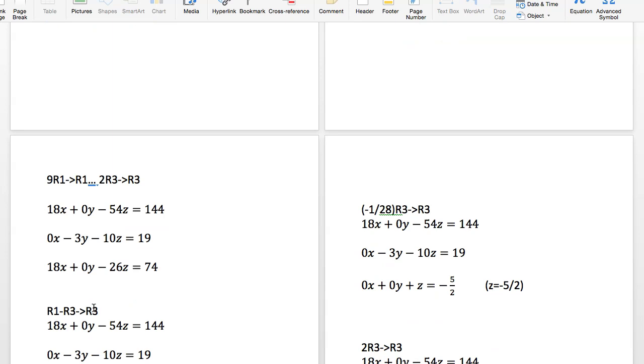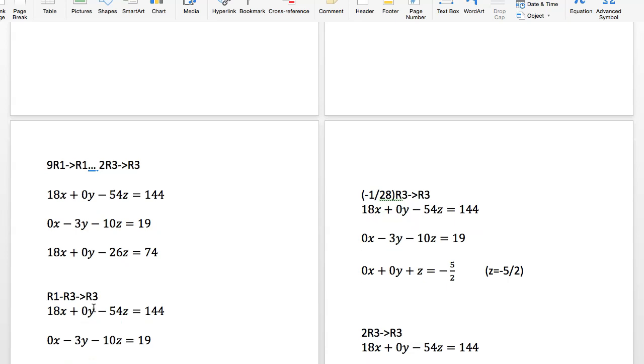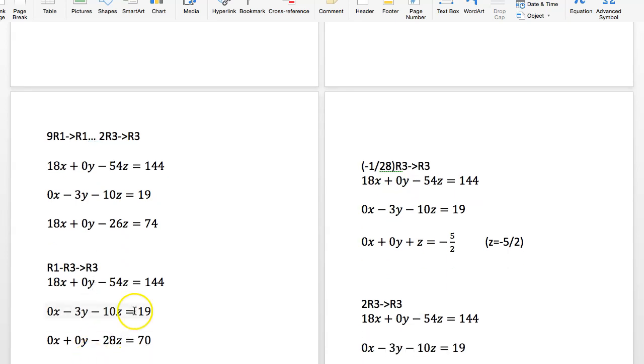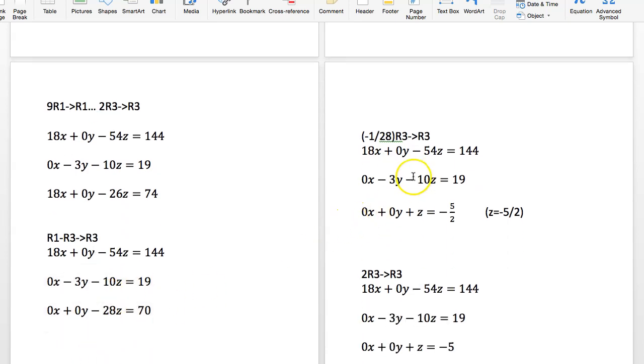Well, now then I do row 1 minus row 3, and I put it into row 3. Huh. Well, I'll be. Now, this couldn't be all that bad. I got the right z value. I'm getting the right z value. Oh, z's neg 5 halves here. When I scaled back, I forgot my 5 halves there. Okay. Yeah, that's neg 5 halves.